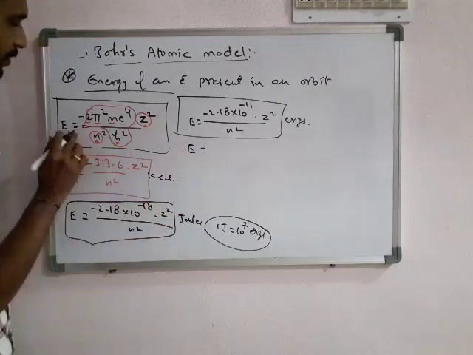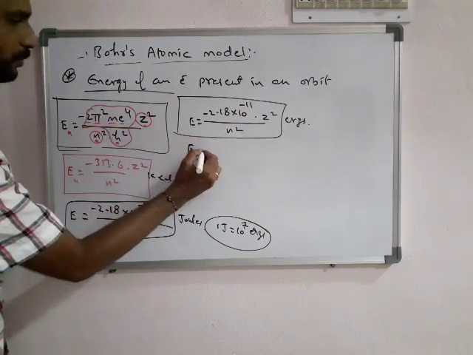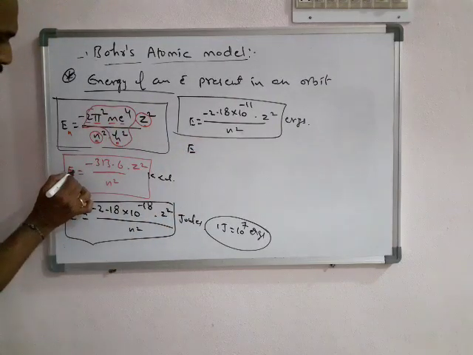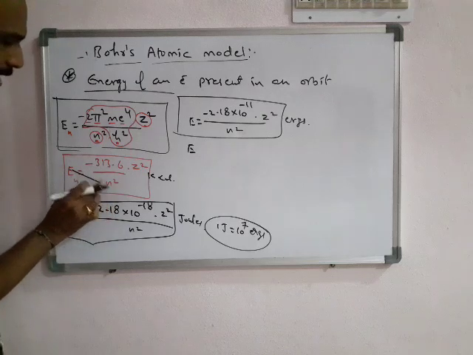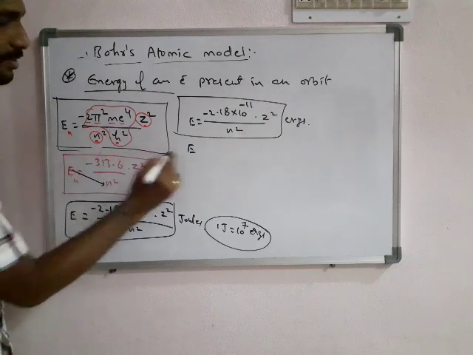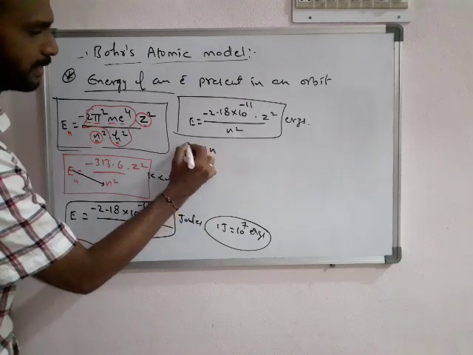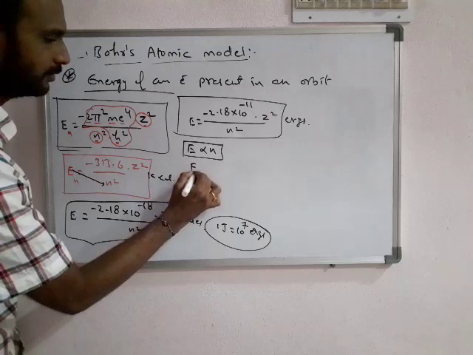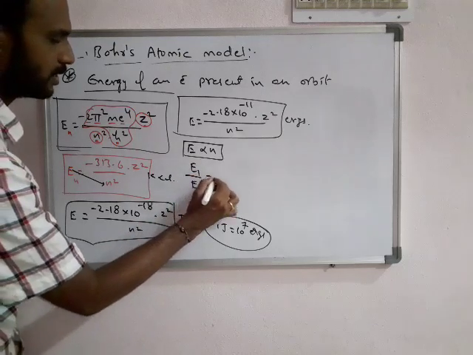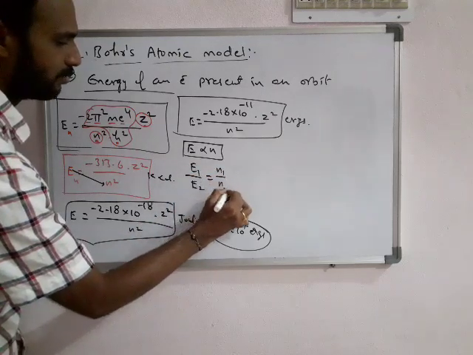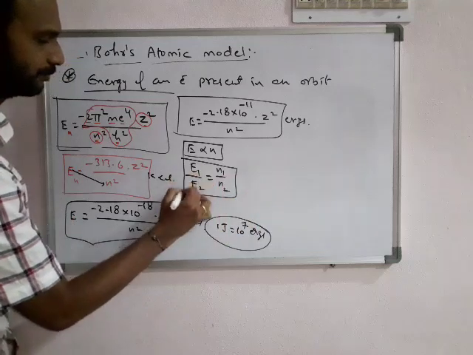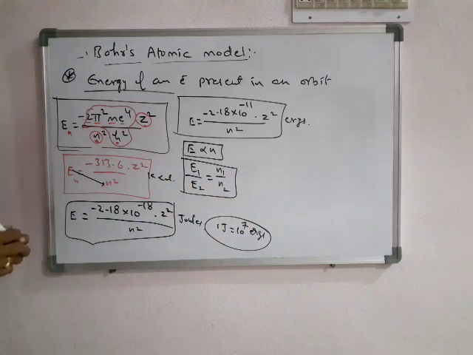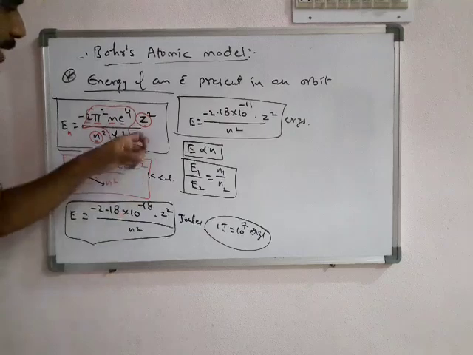Here E is inversely proportional to n, but here the minus sign is given. So we can write E proportional to Z square by n square. If Z is constant, E is proportional to 1 by n square, that is E1 by E2 is equal to n2 square by n1 square. Okay, so these are the different types of expressions. This is the main expression.